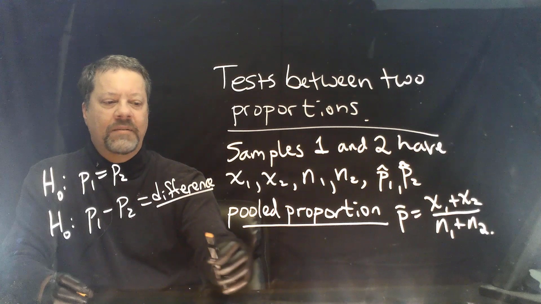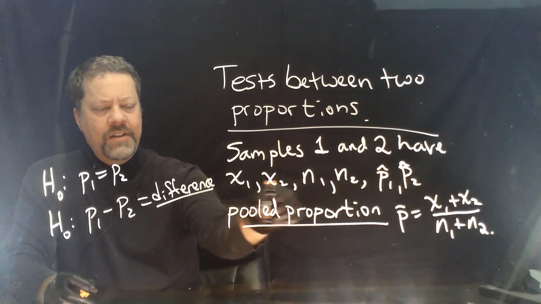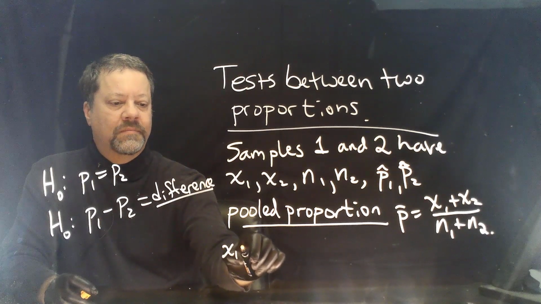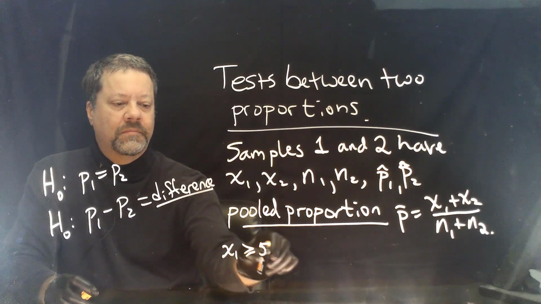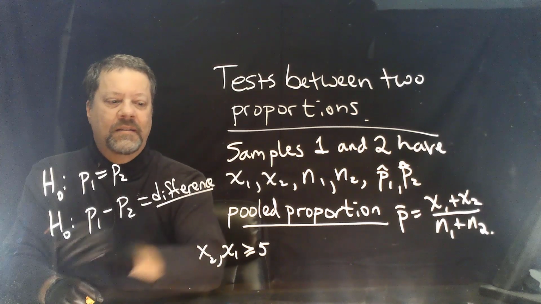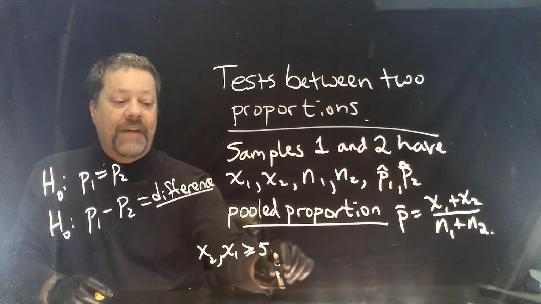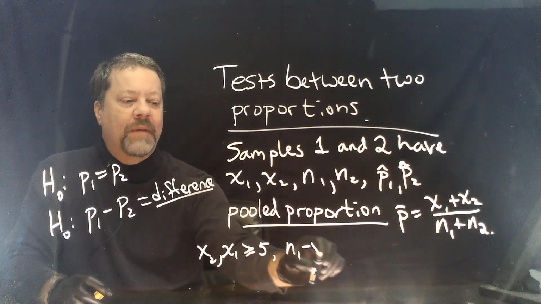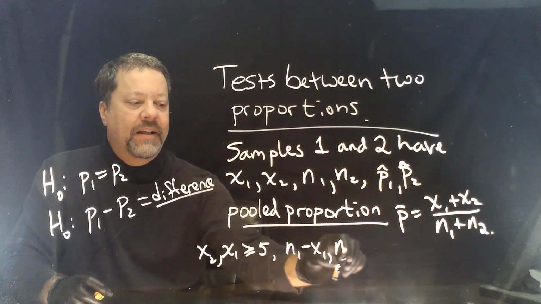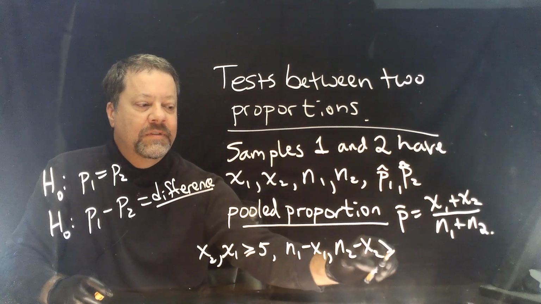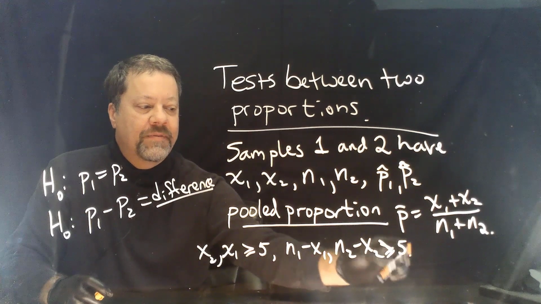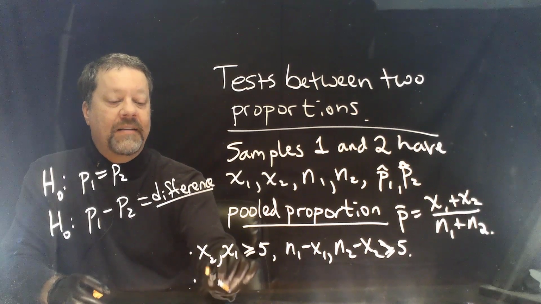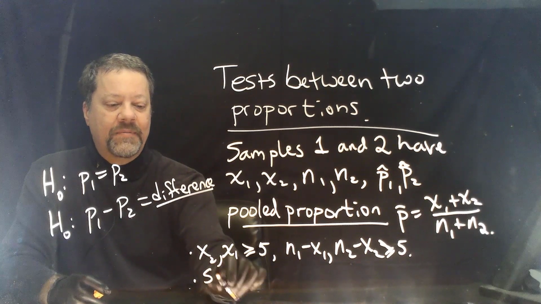We are going to require that each of these has at least 5 successes and at least 5 failures as well. But that would be n1 minus x1 and n2 minus x2. That's the number of failures. At least 5 successes and 5 failures, and the samples are simple random samples.